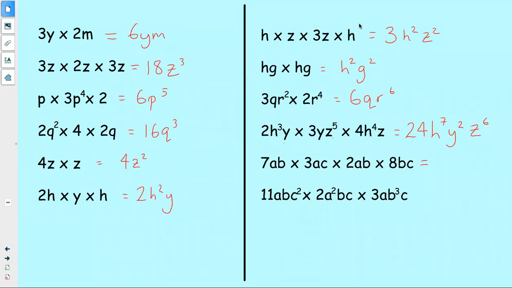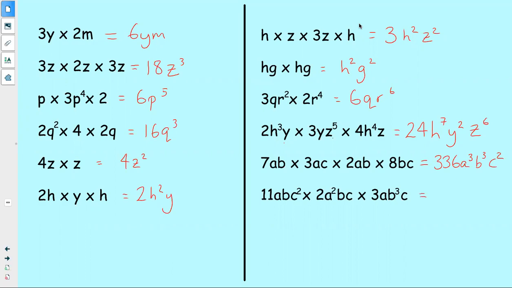Sorry, this is quite a big answer here. So 7 times 3 times 2 times a is 336. And then I've got a cubed. I've got b cubed. And I've got c squared.